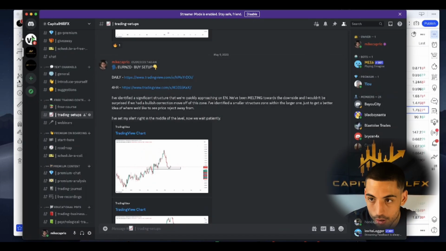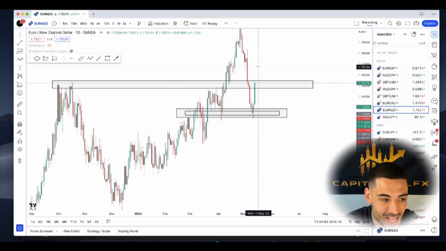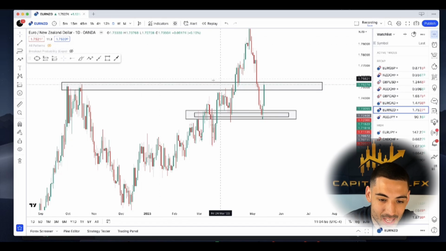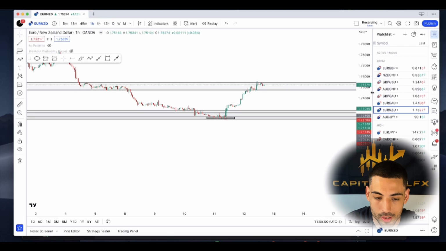So I just want to make sure that I'm not cheating or scamming you guys. I called this live time with all of my free members. We can see that we have a super clear daily structure in the market. And then if we go down to the hourly time frame, we'll be able to see some interesting price action.